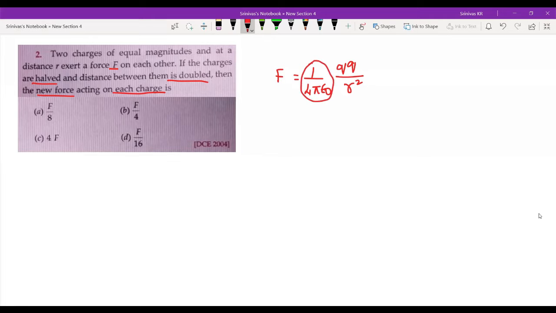So it will be easy for me. In the future also we'll be writing it as K. So F is equal to K Q square by R square. Take it as equation 1.